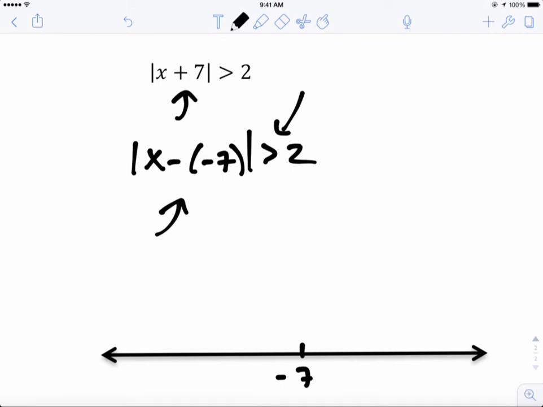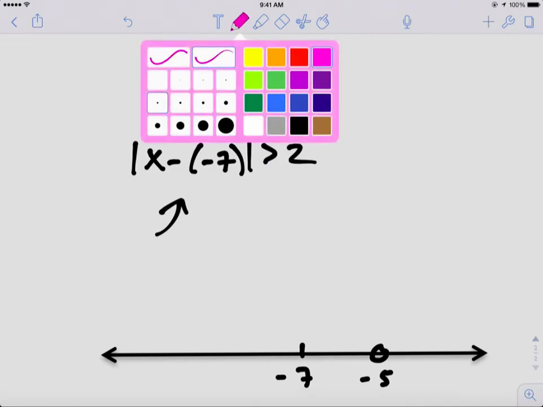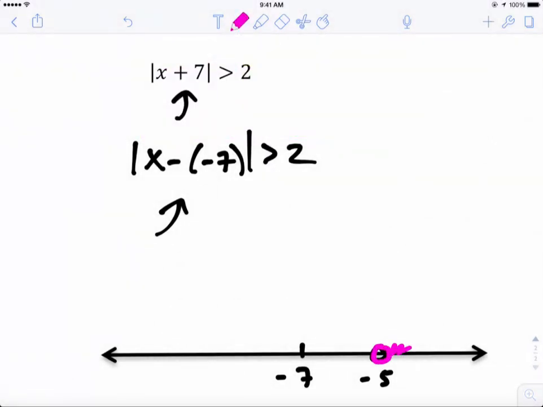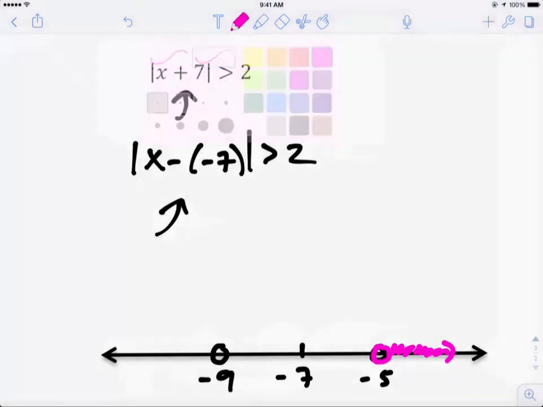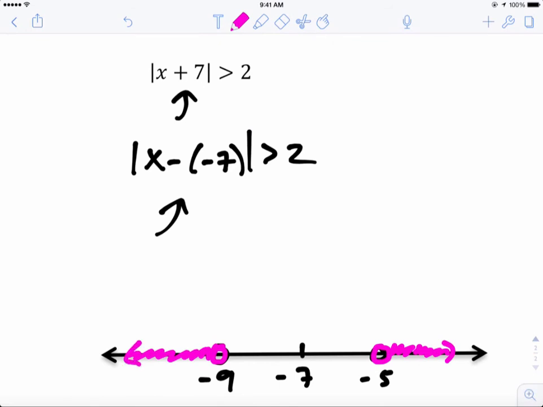And I may have said at least 2. It's actually going to be greater than 2. So negative 5 is exactly 2 away to the right on the number line. That's not quite far enough, but any number to the right of that on the number line will be far enough. And I know that negative 9 is exactly 2 units to the left on the number line. Not quite far enough from negative 7, but any number further than negative 9 to the left will be far enough from negative 7. That's going to make the inequality true.